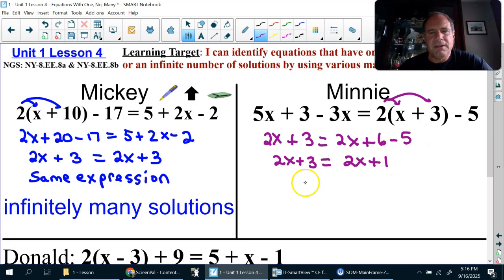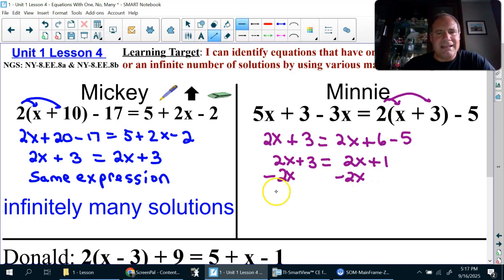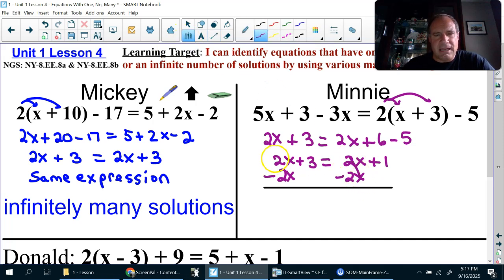6 minus 5. Now, we do not have the same expression. We have the same x's and different constants. So with that, if you don't recognize this as no solution, we could just go ahead and cancel these out. This is 3 does not equal 1, and that is no solution.